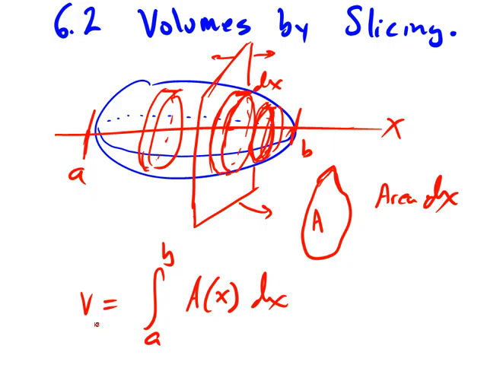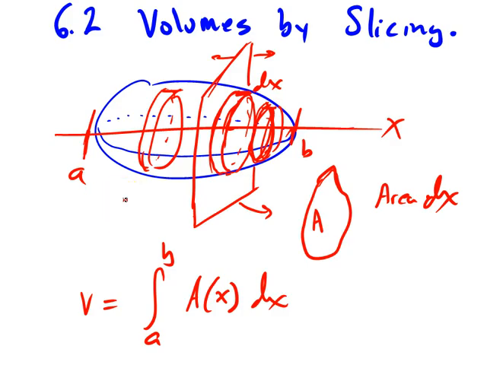Now, in a Calc 2 class, we do these problems where each one of these slices, when you look at the slice, will look the same as every other slice. Maybe a different size, but generally the same shape. Maybe all the slices are squares. Maybe all the slices are triangles. Maybe all the slices are circles. But whatever they are, they're all the same.